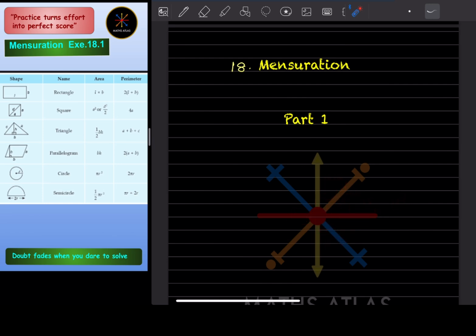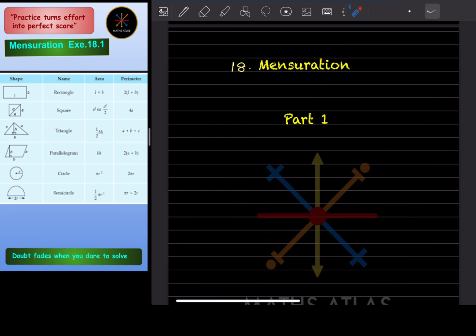Now the triangle area is half into B into H. Here B stands for the base and H is the height of it. And the perimeter, sorry, that is going to be, here it's A, B and C. We are going to add all these three. So that will be A plus B plus C.